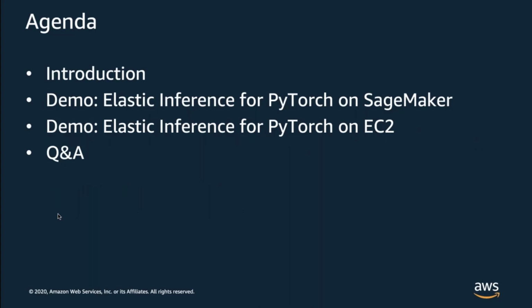First, I'll give an introduction to some of the problems you run into running inference applications, what Amazon Elastic Inference is, and how it helps you solve those problems. Next, we'll give a demo of how to use Elastic Inference with PyTorch and Amazon SageMaker. We'll follow that up with a demo of using Elastic Inference with PyTorch on EC2 instances, and then we'll open it up for Q&A.